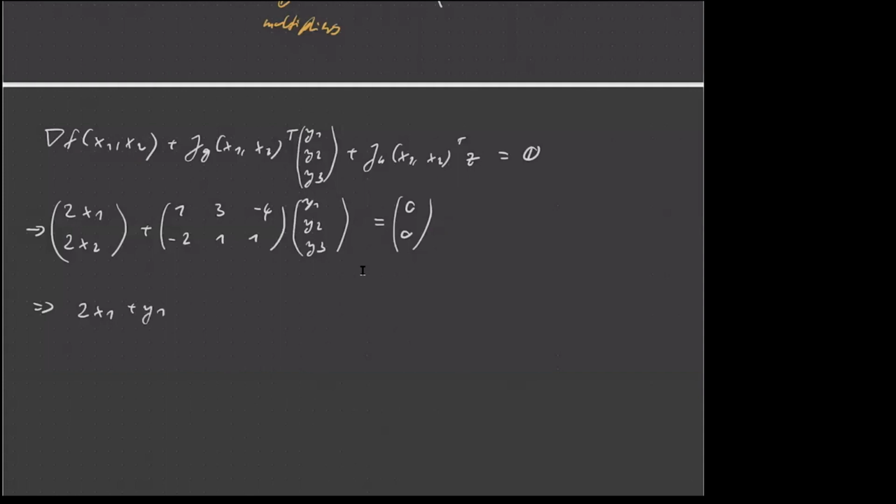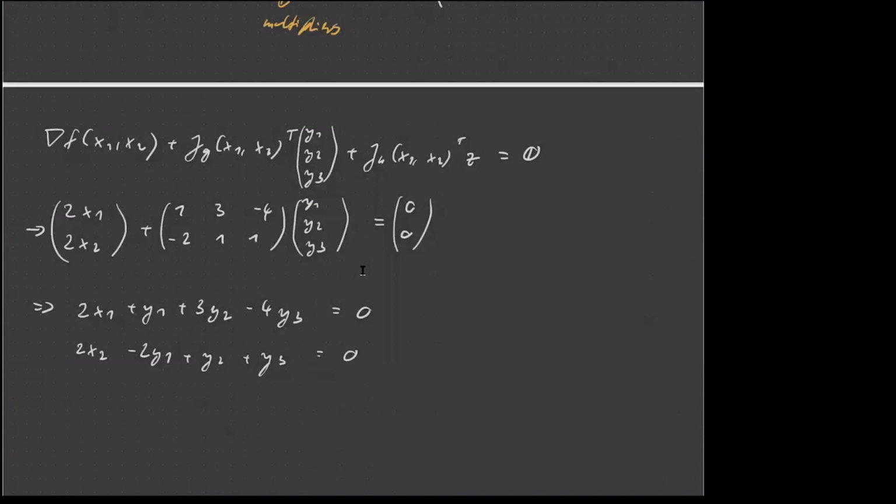Okay, so what we get here is the 2 equations, 2x1 plus y1 plus 3y2 minus 4y3 is 0. And then 2x2 minus 2y1 plus y2 plus y3 is 0. Okay, that's the first part of the KKT conditions.